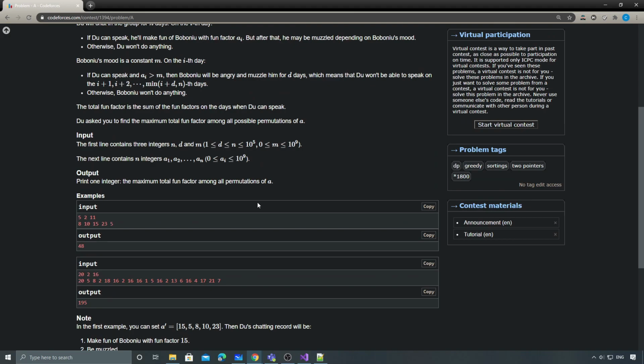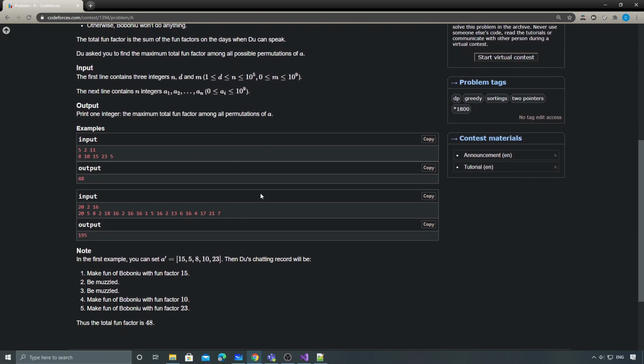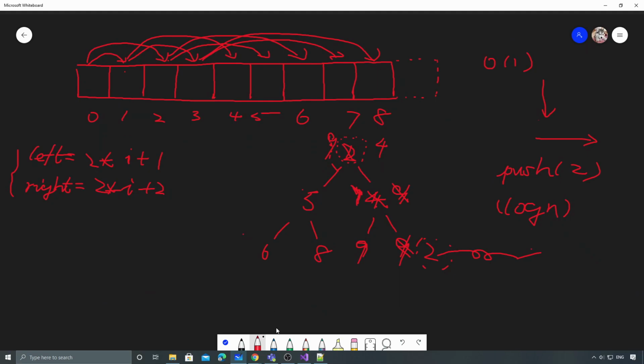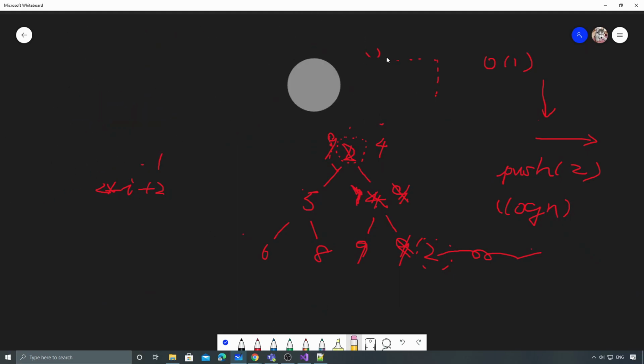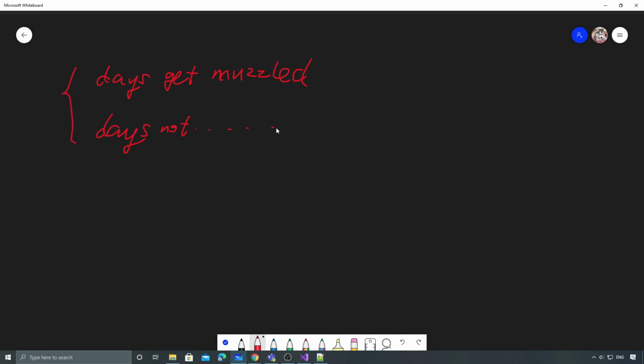So for this problem, the strategy is greedy. So what do I mean by greedy? Okay, let me erase this one first. So basically, there are two different kinds of days, right? There are days that will get muzzled, right? And there are days that do not get muzzled. So there are these two different kinds of days.